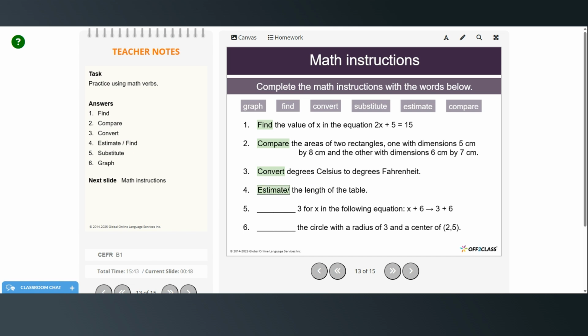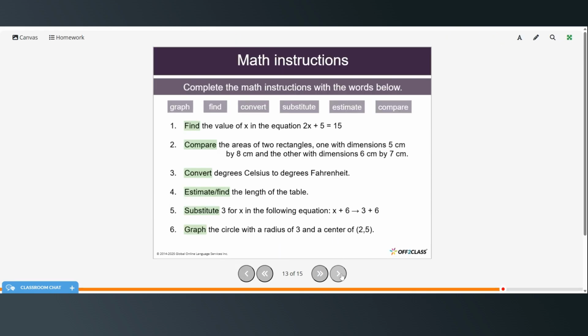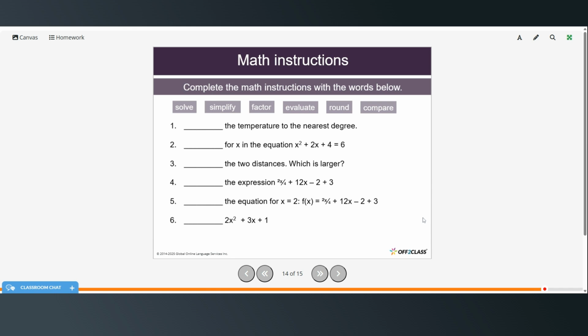Estimate or find the length of the table. Substitute 3 for x in the following equation, x plus 6, 3 plus 6, and graph the circle with a radius of 3 and a center of 2, 5. Alright, and again, complete the math instructions with the words below.